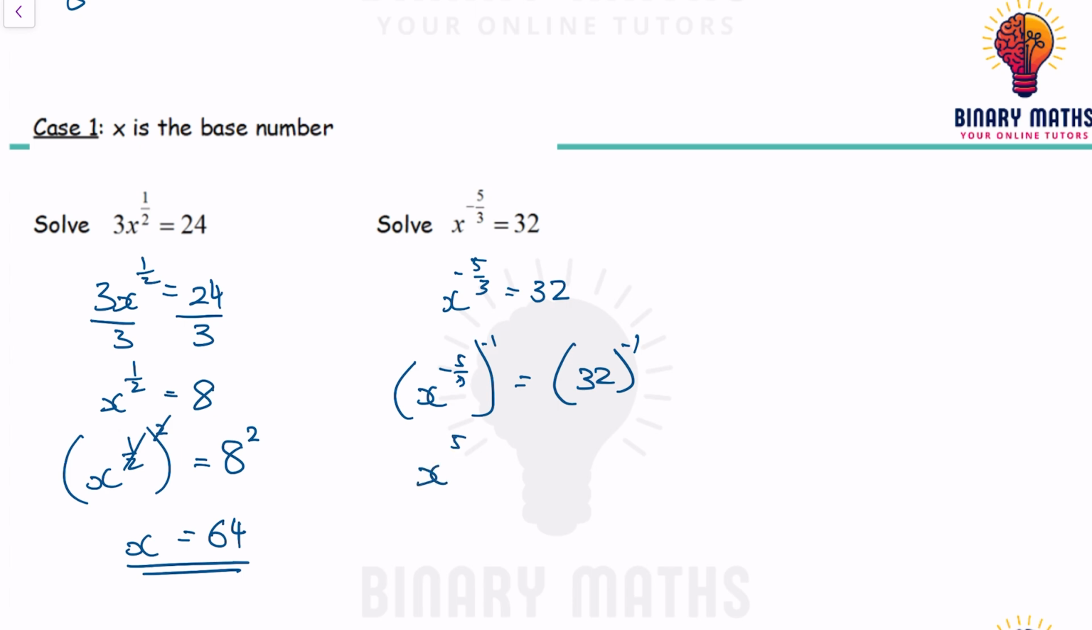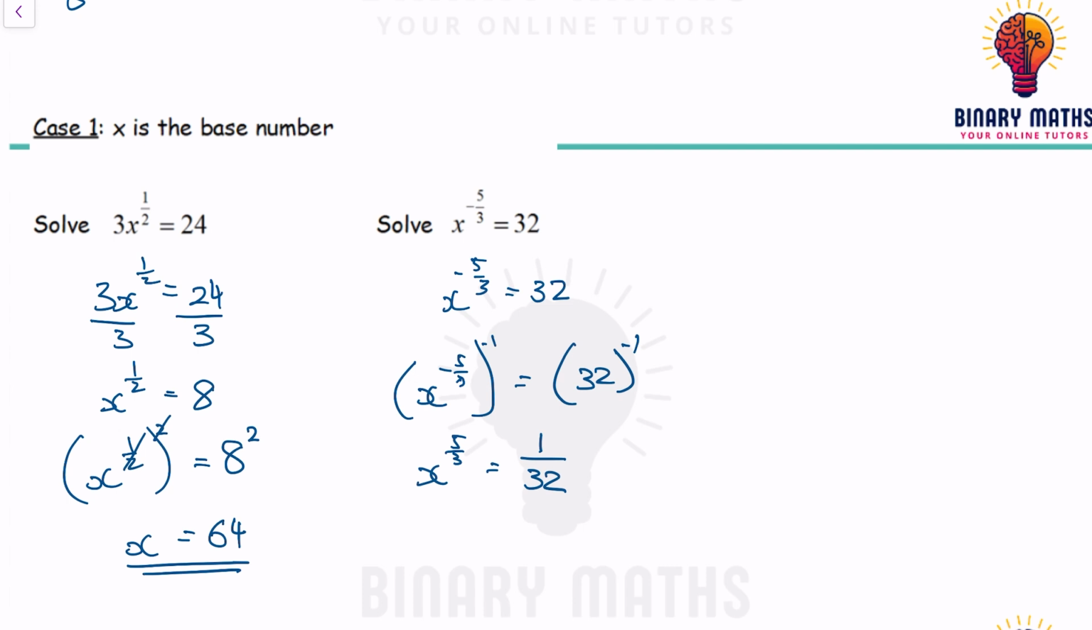Now when I raise the left-hand side to the power of negative 1, I end up with x to the power of 5 over 3. Because when you multiply the two numbers together, negative 5 over 3 times negative 1 gives you positive 5 over 3. 32 to the minus 1 is equal to 1 over 32, because the negative 1 means the 32 goes in the denominator.